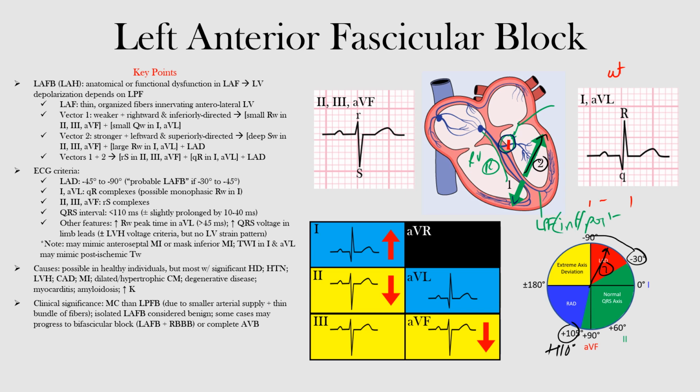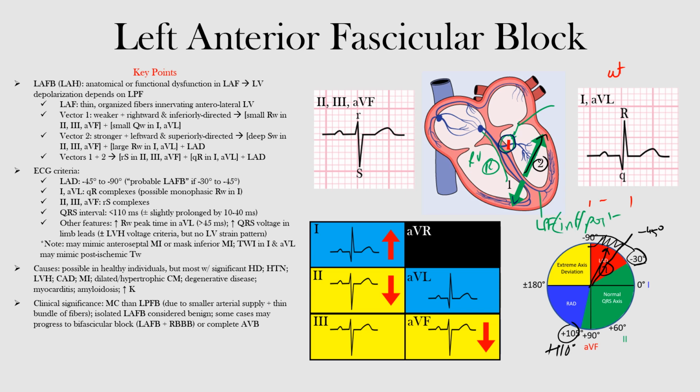So normally it will be between -30 and -90, but some will consider that once we hit that -45 degrees, this region here and beyond is what really defines left anterior fascicular block. So this is the first EKG criterion we should be aware of in diagnosing left anterior hemiblock. Left axis deviation is considered by some cardiologists as the hallmark in making the diagnosis. In other words, if the axis is beyond -45 degrees, you're likely dealing with left anterior fascicular block.